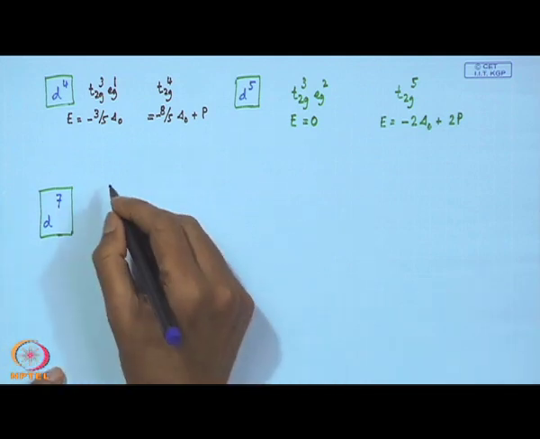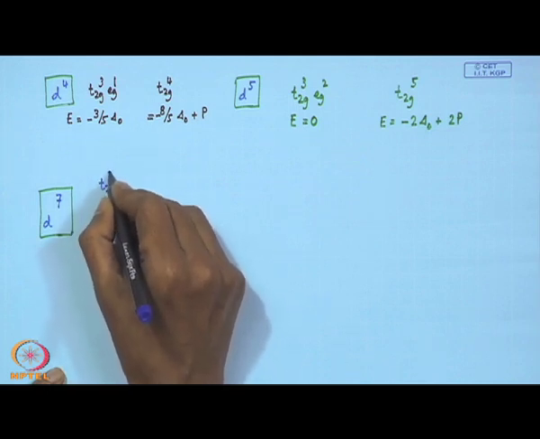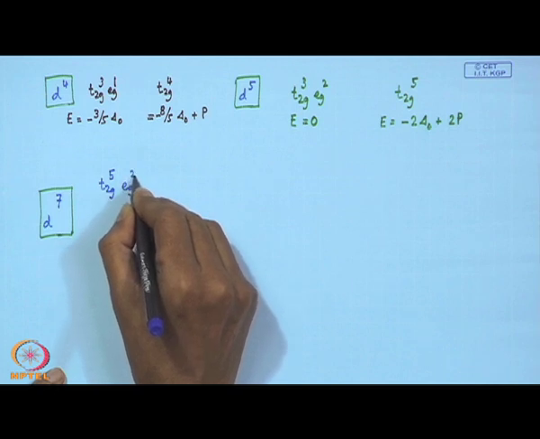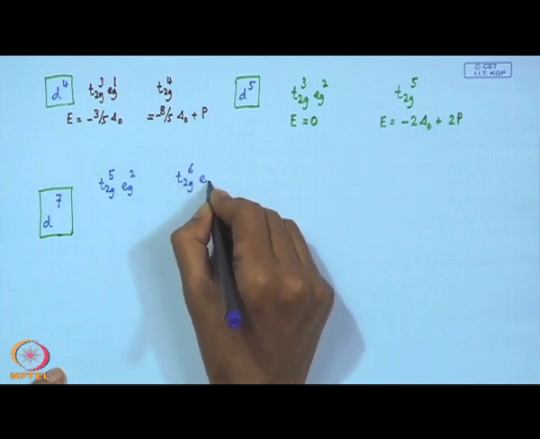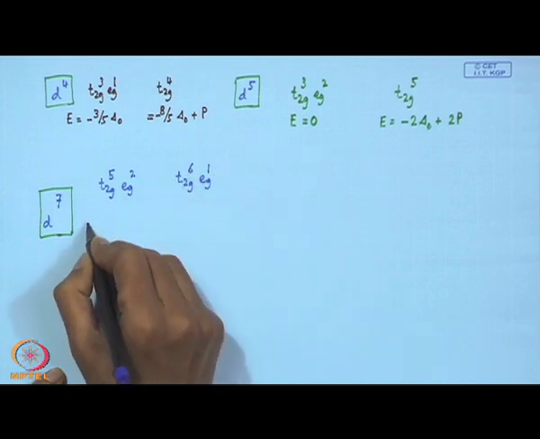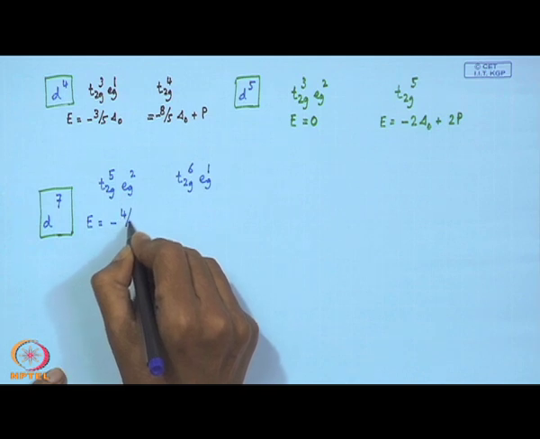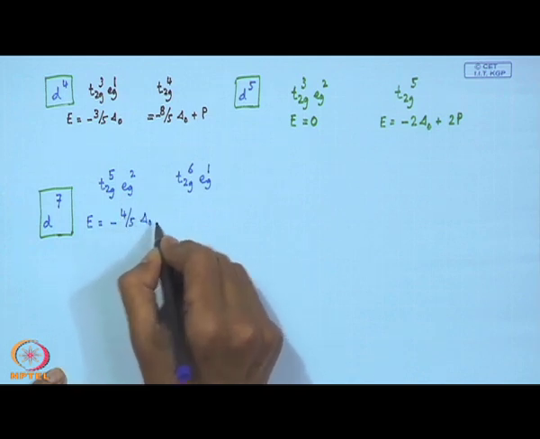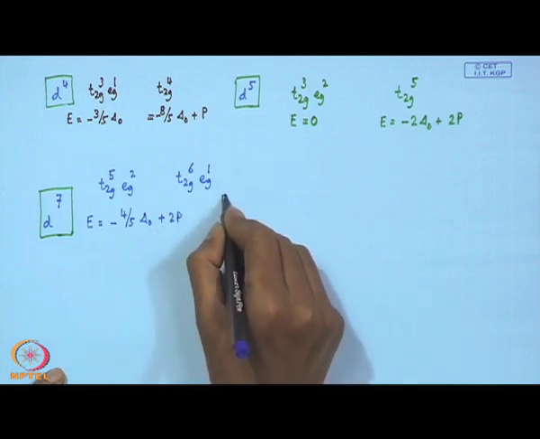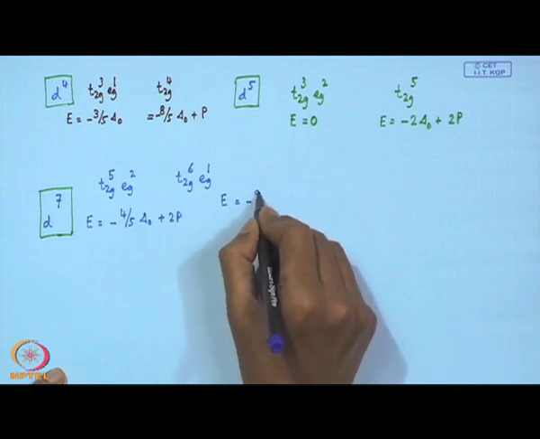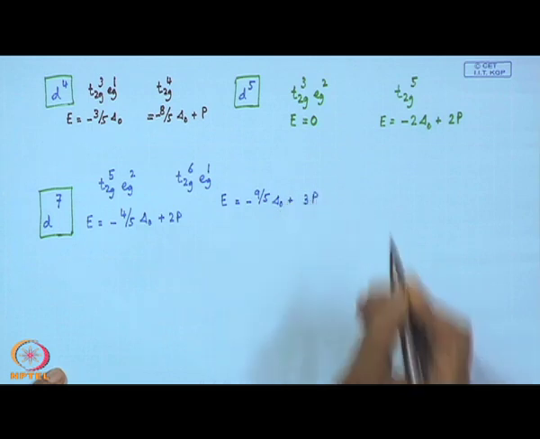And for the d7 situation we have t2g5 eg2, and t2g6 eg1, and in the former case E is equal to minus 4/5 delta O plus 2P, and in the latter case it is equal to minus 9/5 delta O plus 3P.